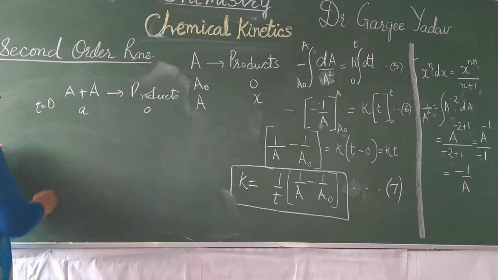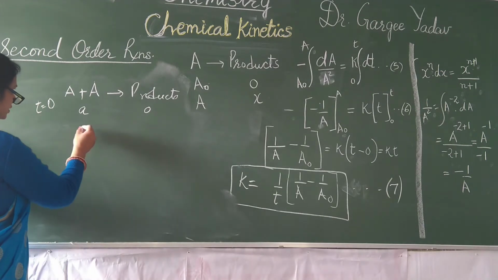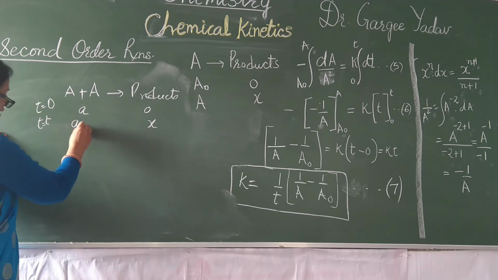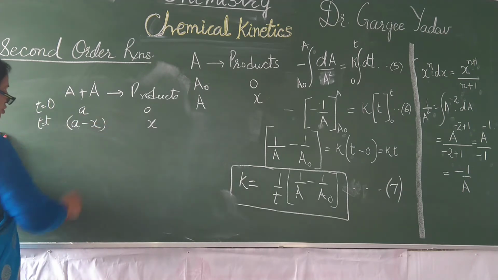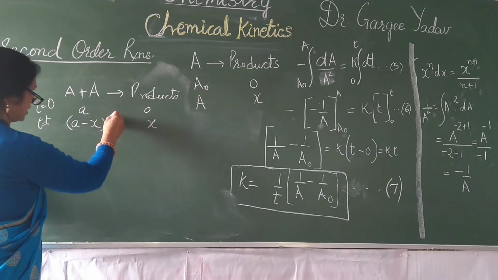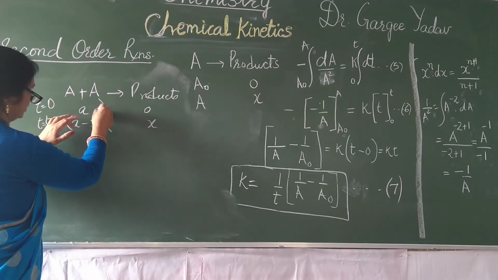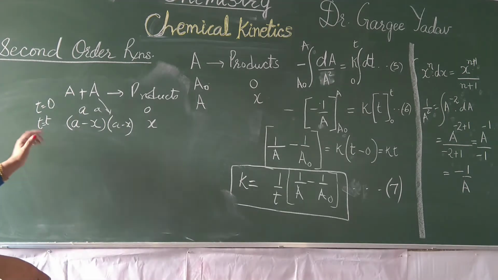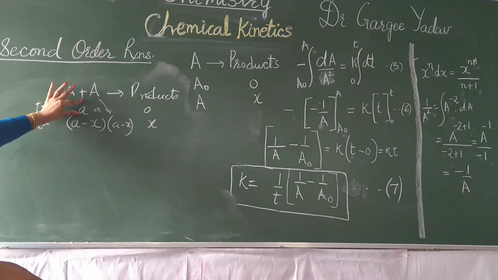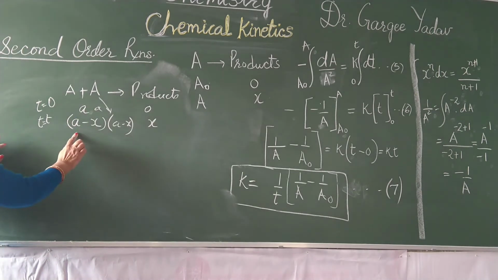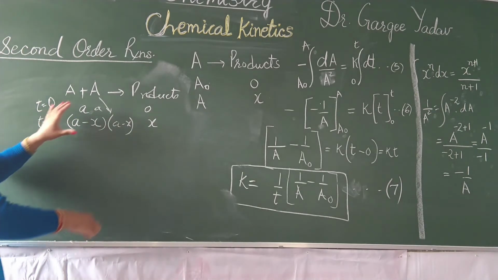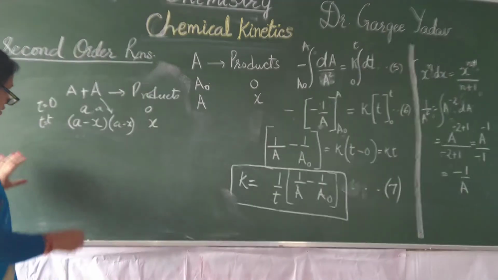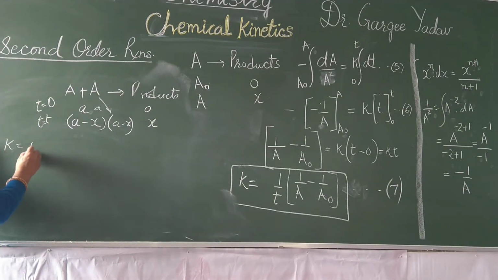In your books they have considered that X amount of the product is formed after time t, so the concentration of this A will be A minus X, and for the other one also it will be A minus X. Then they have calculated. So I have taken this A naught as A, and A will be A minus X. If we substitute these terms in this integrated rate law, what you will get is K is equal to 1 upon T.